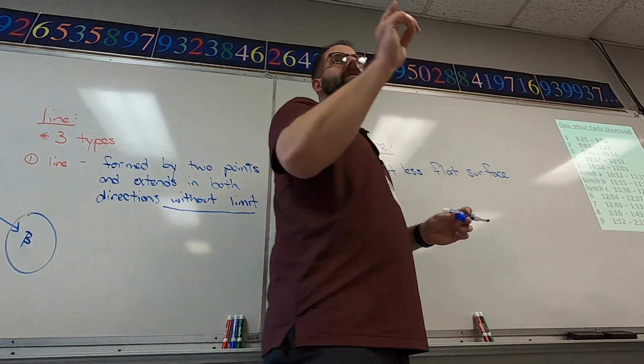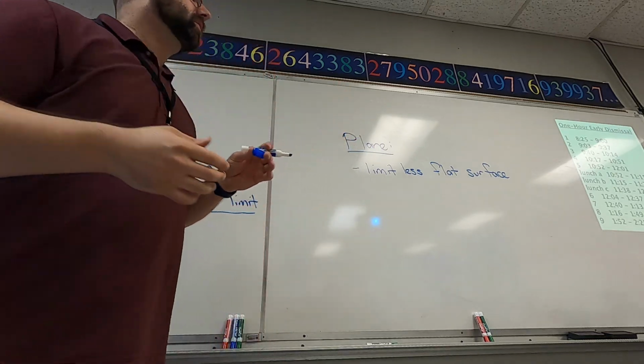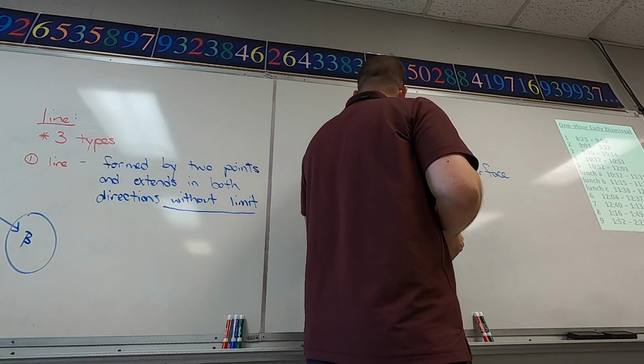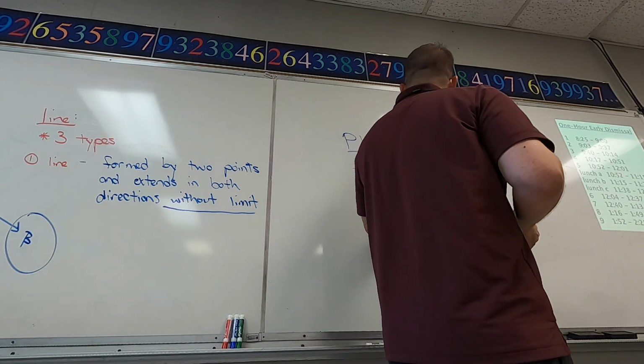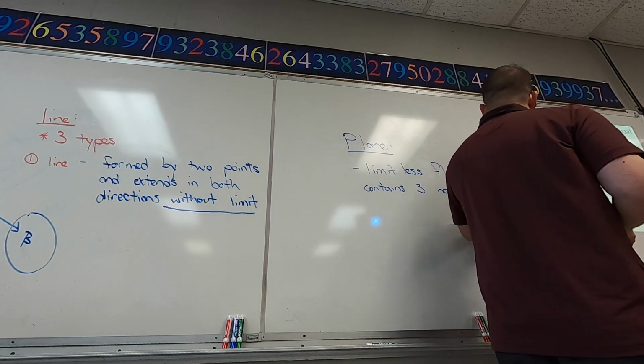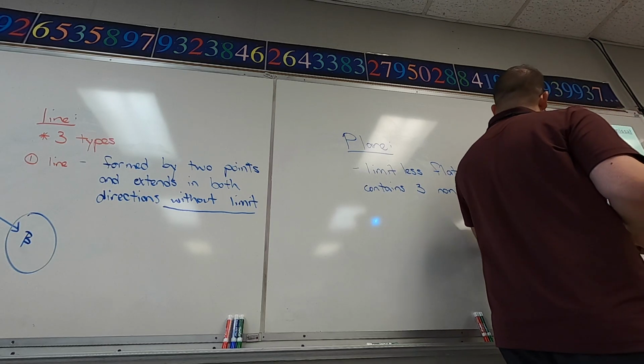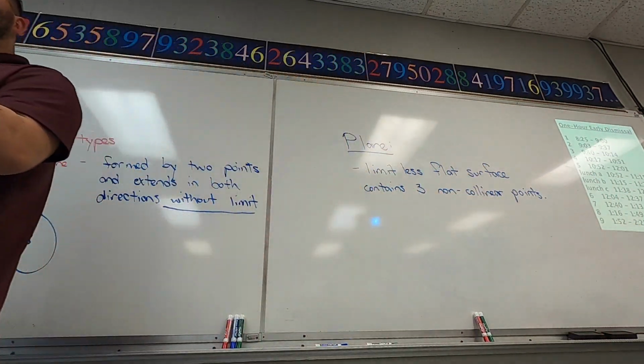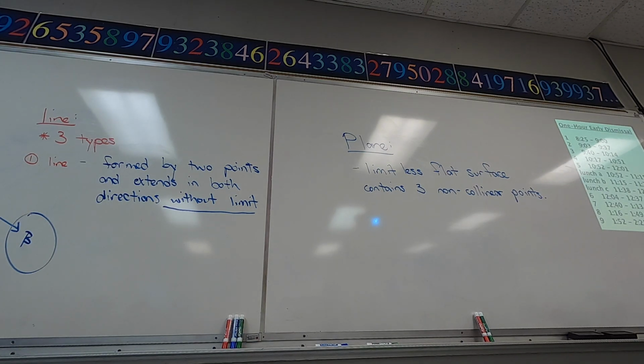It's a limitless flat surface. Now, here's the key thing about this limitless flat surface. It contains 3 non-collinear points. That is super specific. It's got a bunch of vocab words in there. A limitless flat surface that contains 3 non-collinear points. We're just adding more vocab words every time we get to a new definition.